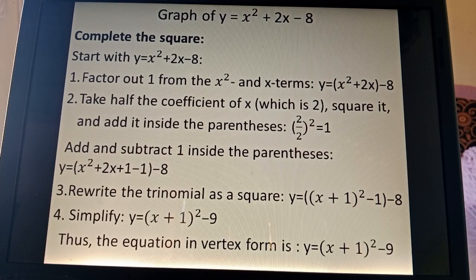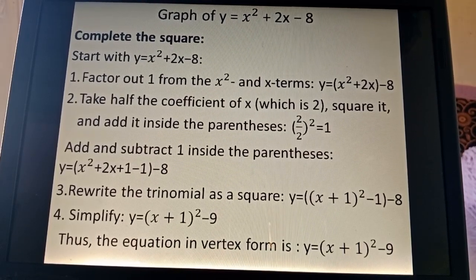Next, complete the square. Start with y equals x squared plus 2x minus 8. Number 1, factor out 1 from the x squared and x terms, so that you have y equals 1 times (x squared plus 2x) minus 8. You have factored 1 out and then minus 8.